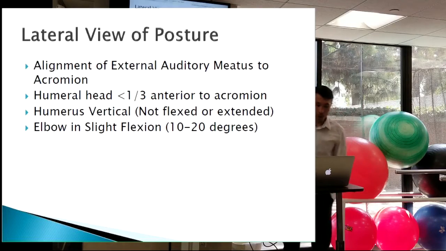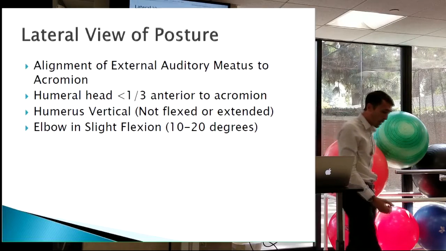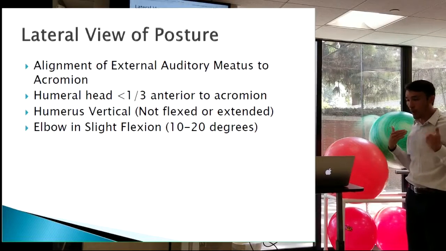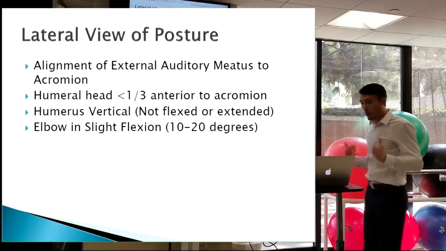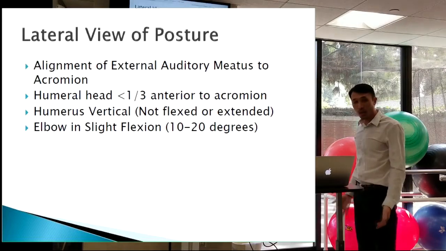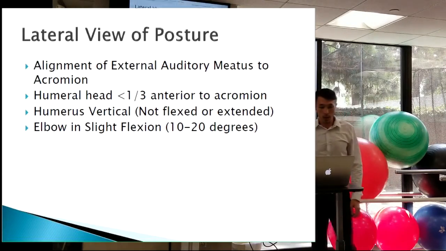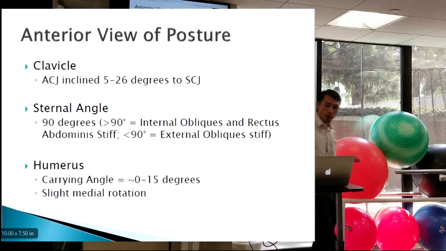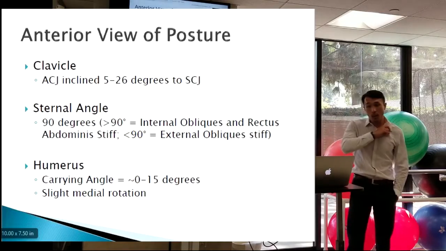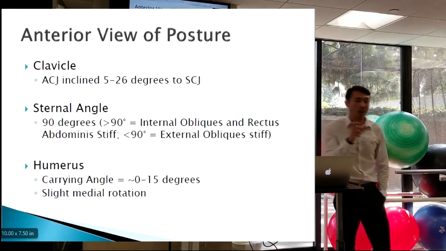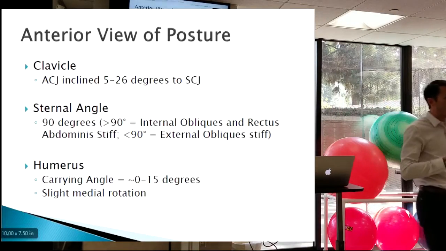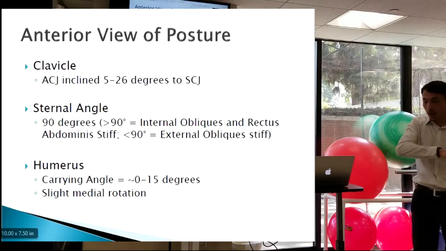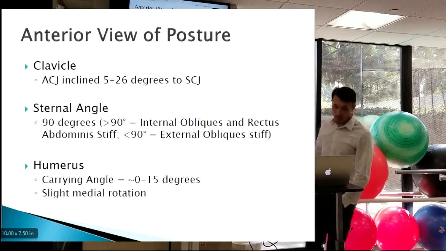And then the elbow in slight flexion, so you always want to have that because it's tonicity of the biceps. If it's too straight, then again, it could be where they are standing too. So you want to shift them, and then sometimes the center of mass changing causes them to bend their elbows where they need to be, bring that tonicity back. And then from the anterior view, AC joint is about 5 to 26 degrees. So with that great range, again, what I like to think of is it looks like it's inclined, then it needs to be there. If it's flat or down, then it doesn't want to be there. We need to fix it.